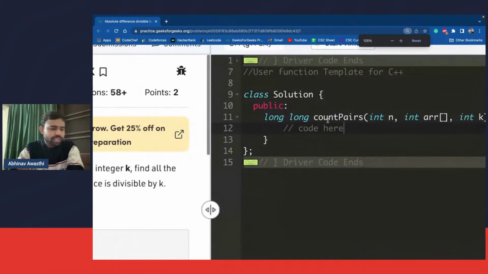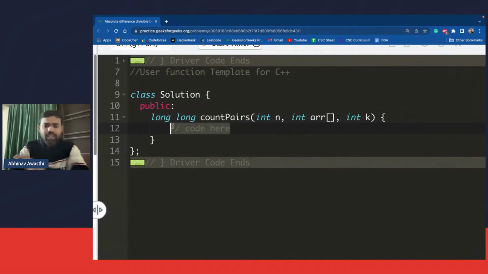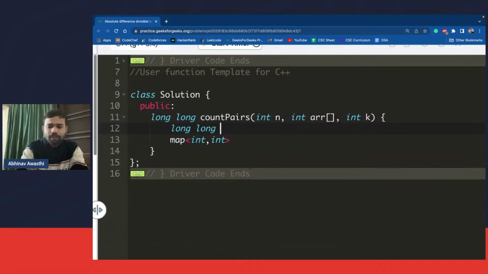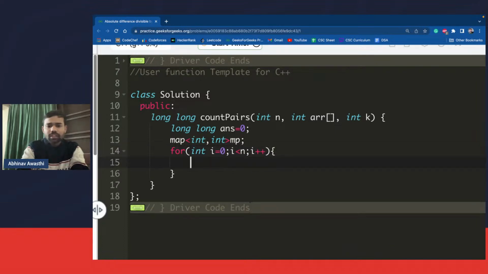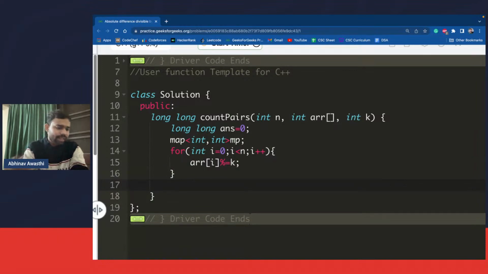So let's implement it. It will not take much to implement. So what we will do, we will simply take a map of int comma int, and the answer should be long, because the numbers will be somehow large. So long answer, initially it will be 0, and this will be the map MP. So we will have the loop, and for every number, as I told you, you have to find its mod with k, and we will store that in the array itself.